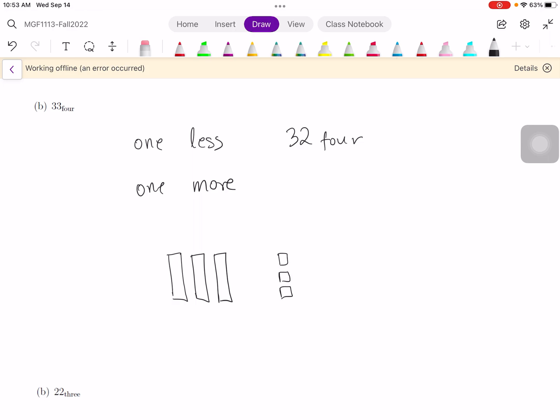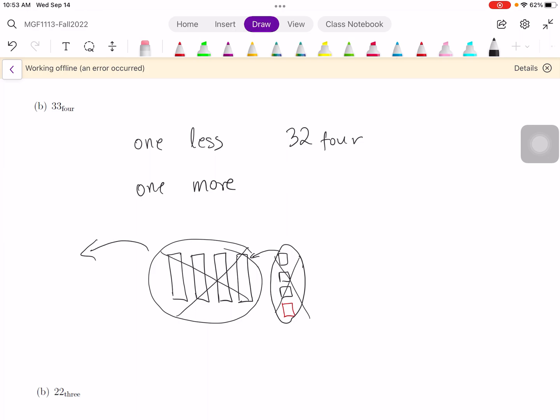Now I want to add 1 more unit. So this unit will create a long, because 4 units form a long. But now 4 longs form a flat, because now I have 4 by 4, right? So that means this will be 1 flat, 0 longs, 0 units. So 1 more will create this.